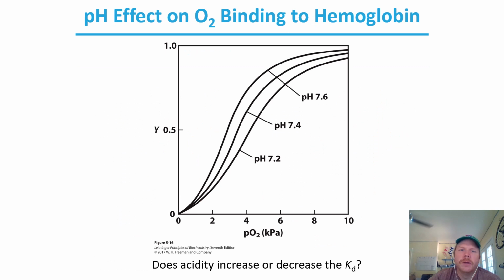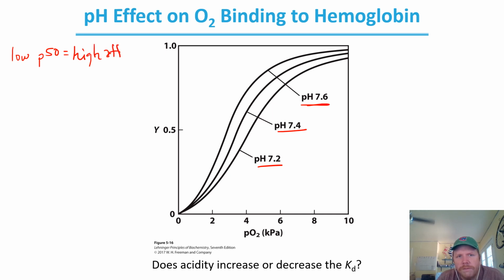Now, there is also a pH impact on O2 binding. Just as we saw, there's tons and tons of ionic bonds that exist between our different subunits of hemoglobin. What I want you to see here is the pH effect on O2 binding to hemoglobin. We've got a pH of 7.6, 7.4, and 7.2. And remember what I said earlier about low P50 equals high affinity, and a high P50 equals low affinity.